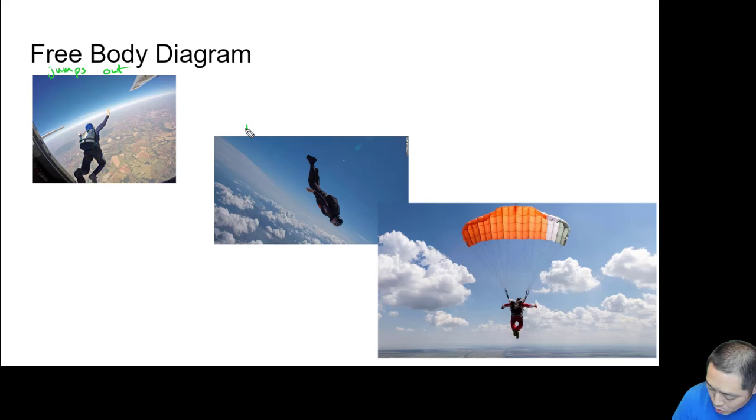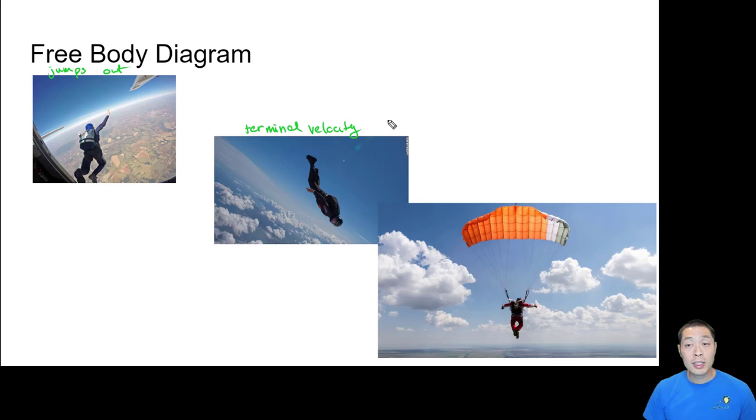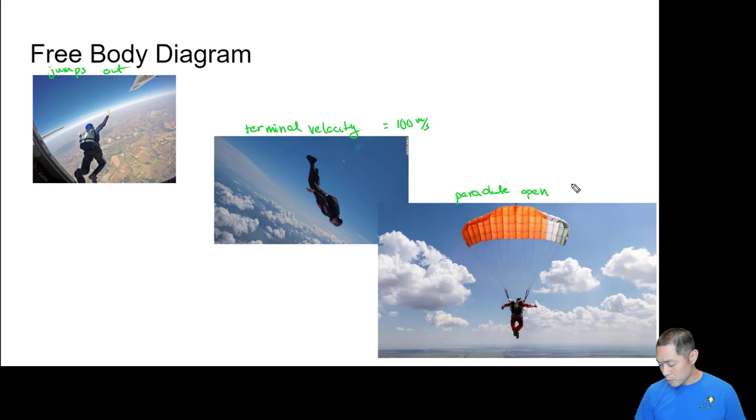Here it hits something called terminal velocity, which I'll kind of explain. Pretty much what terminal velocity means, it eventually can't go any faster. And it'll make sense in a bit, but let's just say its terminal velocity is equal to, I'm going to make up a number, 100 meters per second. All right, and then you have the parachute open.